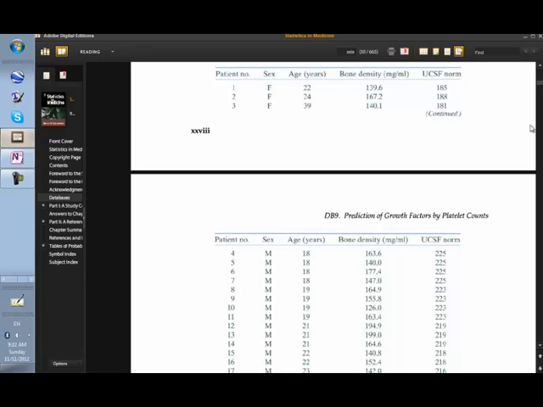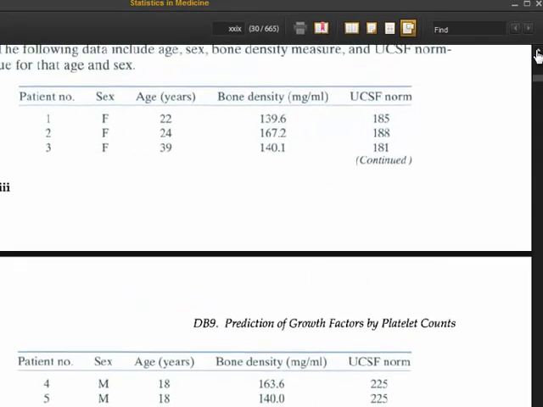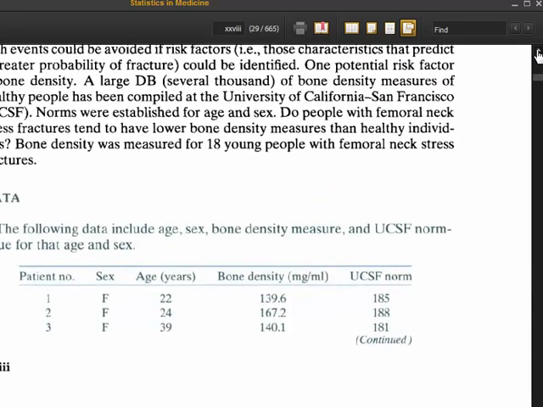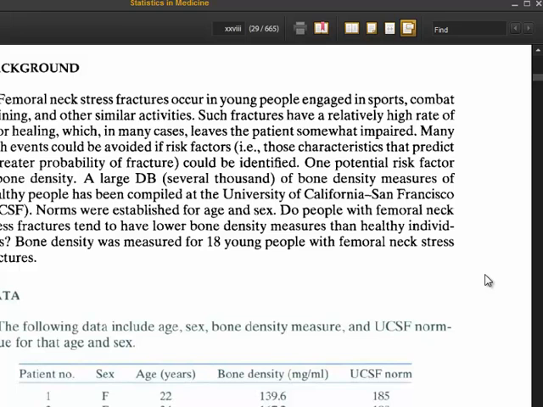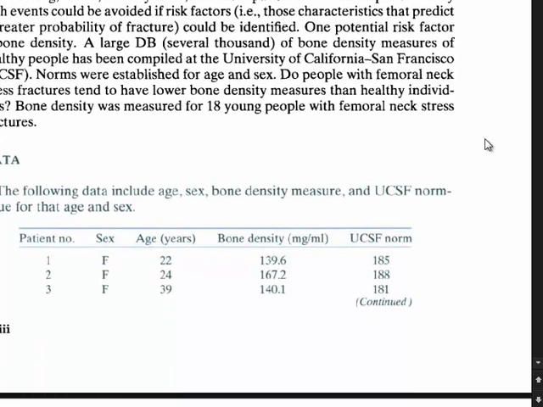Here I have a study which actually does the following. Let's read the story a little bit. Femoral neck stress fractures occur in young people engaged in sports, combat training, and other similar activities. And those are very difficult to cure fractures. You see that it leaves the patient somewhat impaired. And therefore, one potential risk for these kinds of fractures is bone density.